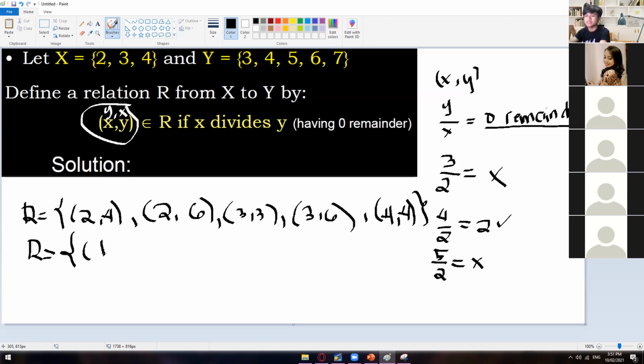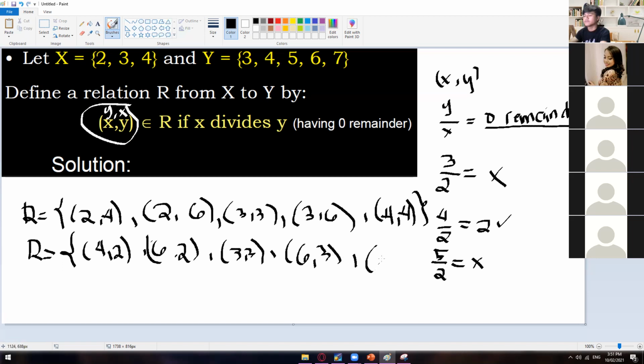Okay, so just list here 4, 2, 6, 2, 3, 3, and then 6, 3, and then lastly 4, 4. All right, because those two are different. Okay, so this is the first condition and then second condition. Right, so are we clear so far?